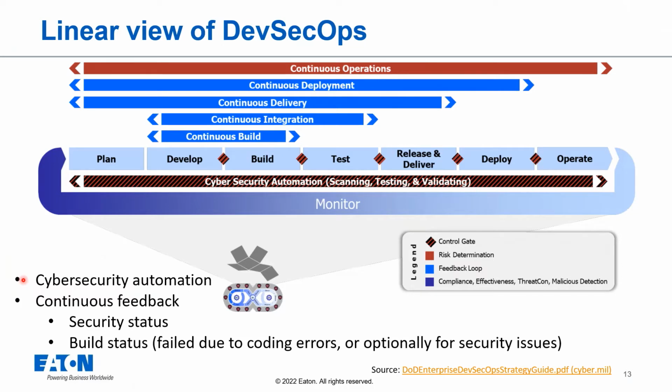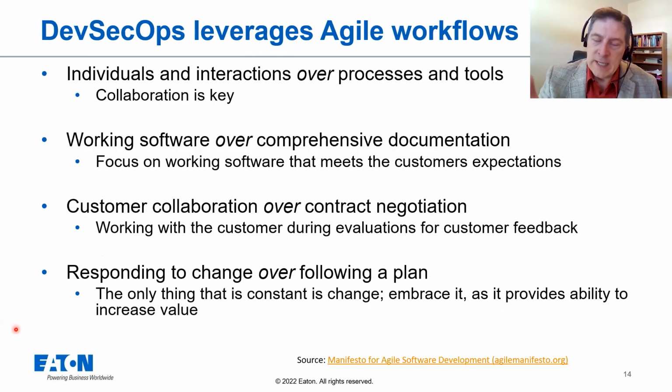Did you have a failure due to maybe coding errors or perhaps security issues? You may want to actually fail a build if you have serious cybersecurity issues. If the tools that you're using to detect cybersecurity vulnerabilities indicate there's a serious vulnerability, you may want to actually prevent the build from occurring, forcing that shifting left, if you will. So DevSecOps builds on Agile. It doesn't replace it, it builds on it.